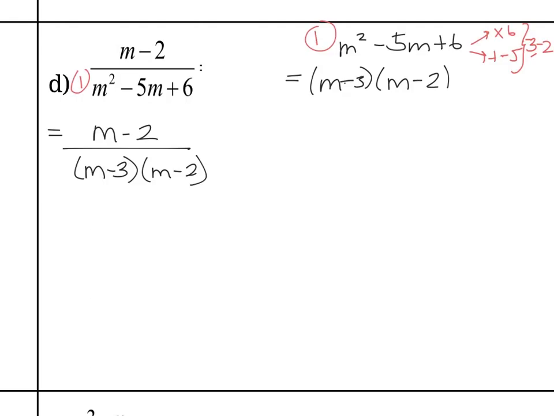So once you have everything factored, this bottom expression should factor to m minus 3 times m minus 2. And so we have one factor up top. So it's not m or 2, it's m minus 2.